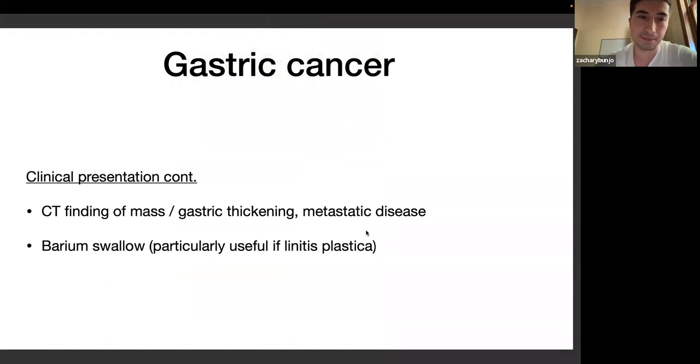All right, continuing on with the clinical presentations, it might be picked up on CT in the form of a mass or just gastric thickening. Similarly, diagnosis might be heralded if they have overt metastatic disease in the liver. A barium swallow is particularly useful. You might see a filling defect, and if linitis plastica is the subtype that they have, then the stomach will look pretty thickened and essentially like a flask.